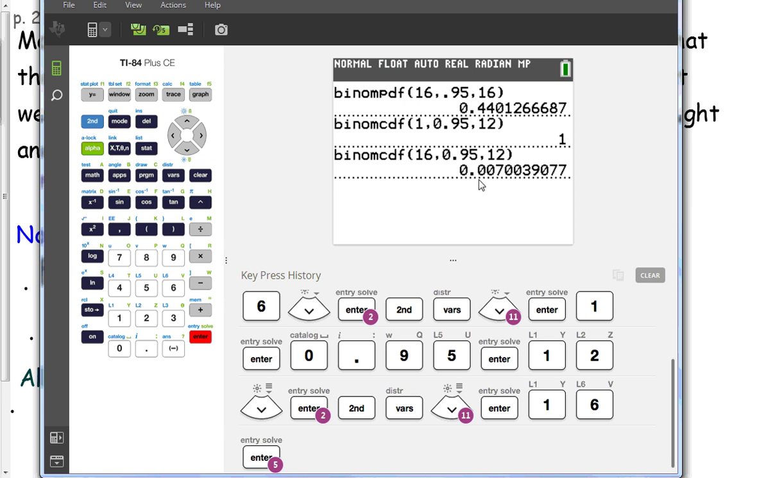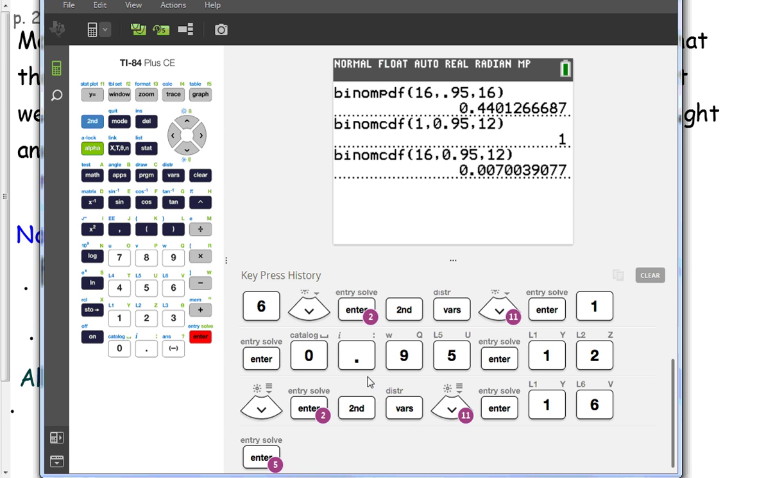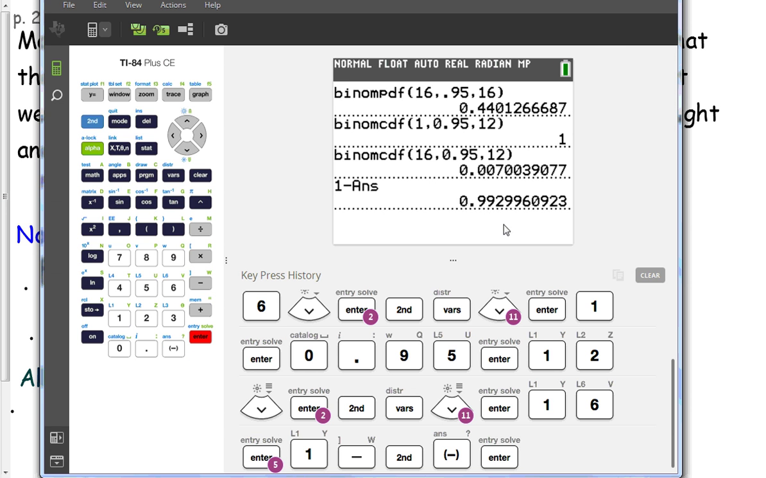Now chance that 12. This is all the chance that 12 or 11 or 10 or 9 or 8 or 7 or 6 or 5, all the way down to 0 of your fish live, right? Because we're talking about living being a success. Okay. So this is 0.07. So that's not our answer, right? Because remember, we're doing a 1 minus that. So to finish up, we do 1 minus answer, second negative button, and that gets us 0.992.